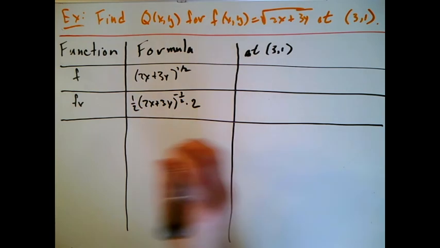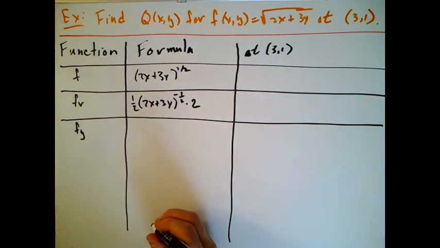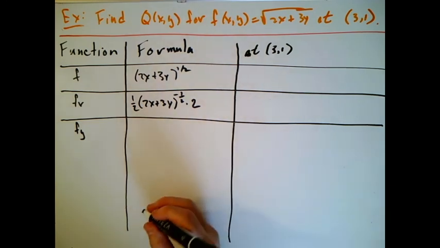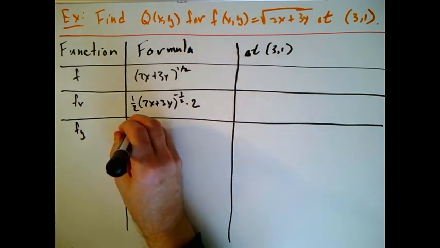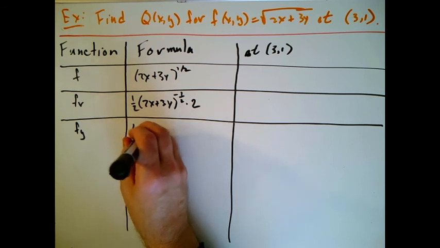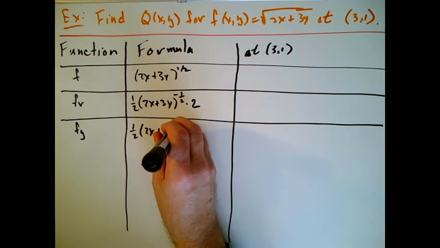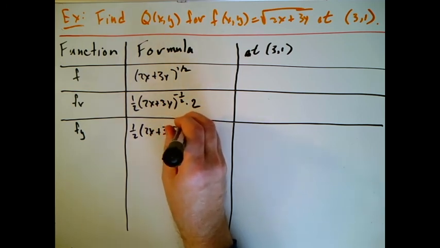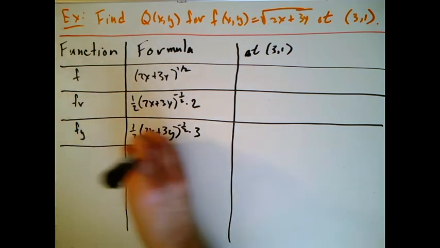I also need fy. So I'm going back to my original function. I've got blob to the 1/2, but now we're taking the derivative with respect to y. So that's going to be 1/2 times (2x plus 3y) to the minus 1/2 times 3.